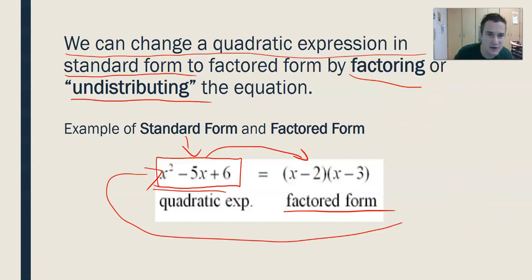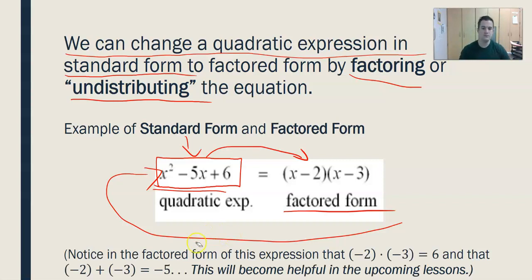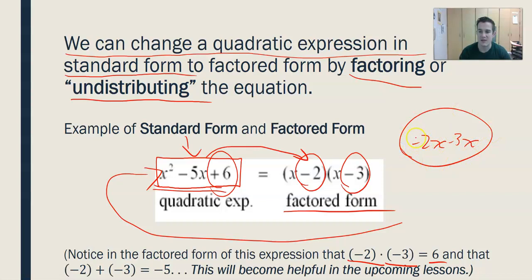We'll get to that later in this unit. So notice in here, in the factored form of this expression, negative 2 times negative 3 is equal to 6. I had to get that when I did my last little step of distributing. Negative 2 times negative 3 is 6. And then notice that negative 2 plus negative 3 is negative 5, because I had negative 2x minus 3x. When I add those together, I got negative 5x. So pay close attention to that.